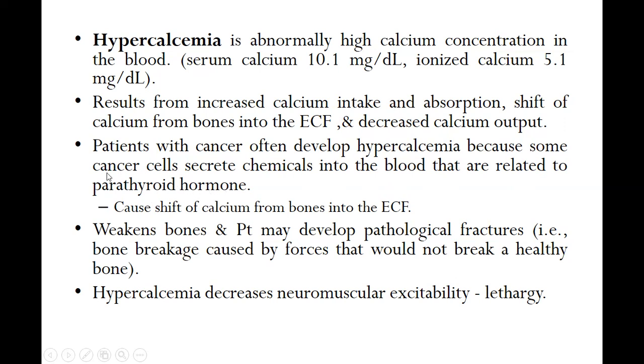Now, if you do remember, the role of the parathyroid hormone is that it mobilizes calcium from the bone into the blood. Okay? So because of this characteristic, you find that patients with cancer will have bones that are demineralized. They will tend to lose calcium from the bone. Calcium will get into the bloodstream. They'll have hypercalcemia. Now, when calcium is lost from the bones, they become weak, and the patient may develop pathological fractures.